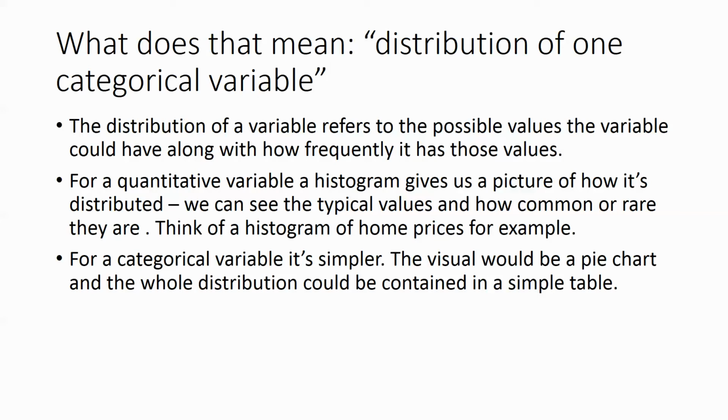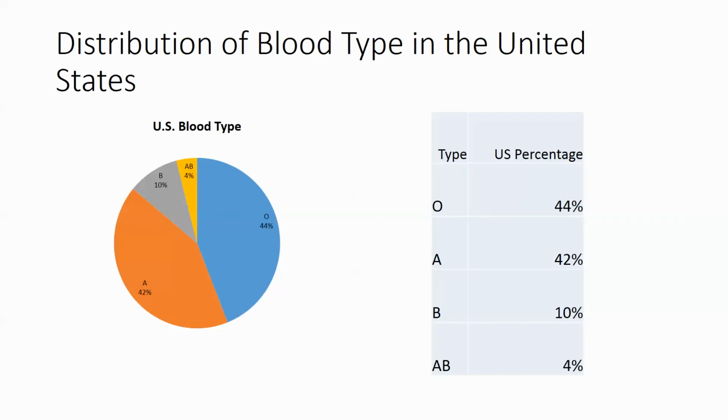For a categorical variable, it's simpler. The visual would be a pie chart, and the whole distribution could be contained in a simple table. So here's the distribution of blood type in the United States. There are 4 possible values for blood type: O, A, B, or AB. And the pie chart or the table both tell us exactly how often they occur. Type O blood, 44%, type A, 42%, etc.